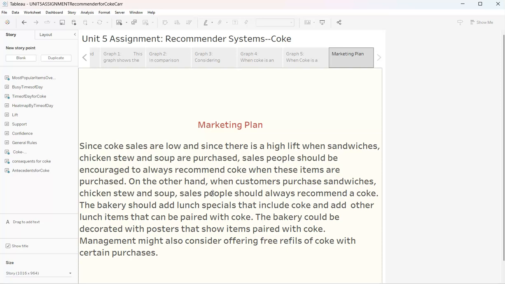The bakery should add lunch specials that include Coke and add other lunch items that can be paired with Coke. The bakery could be decorated with posters that show items paired with Coke. Management might also consider offering free refills of Coke with certain purchases.